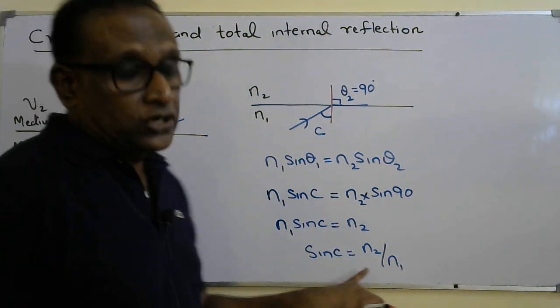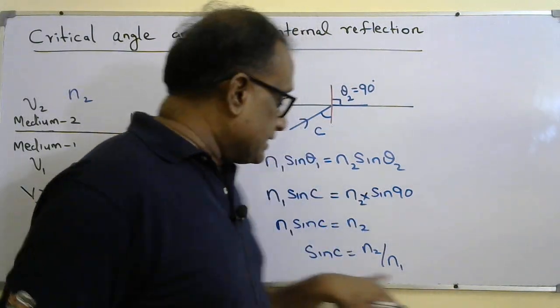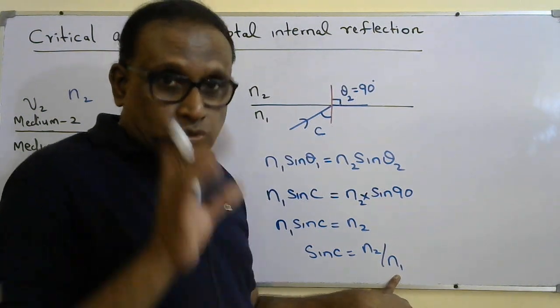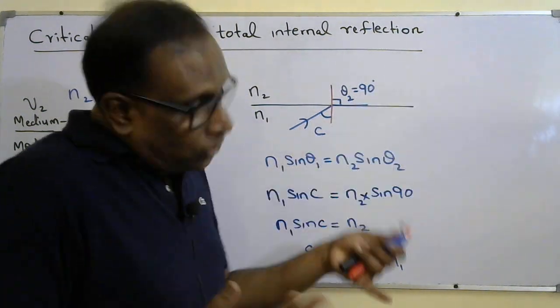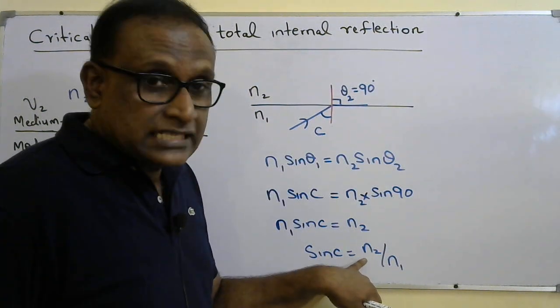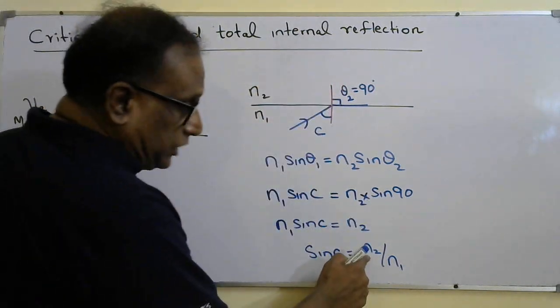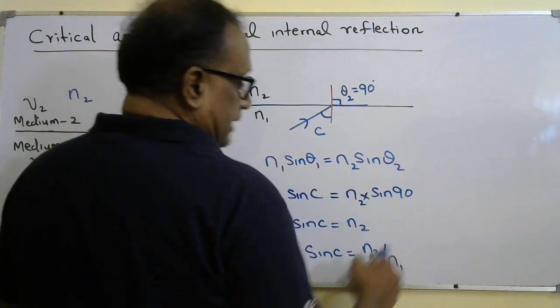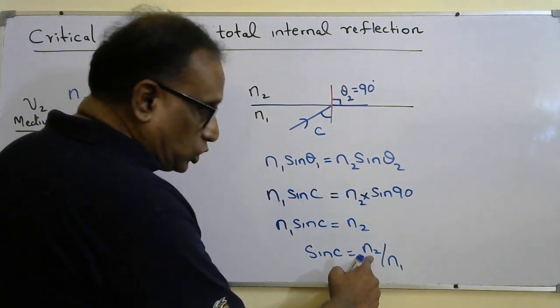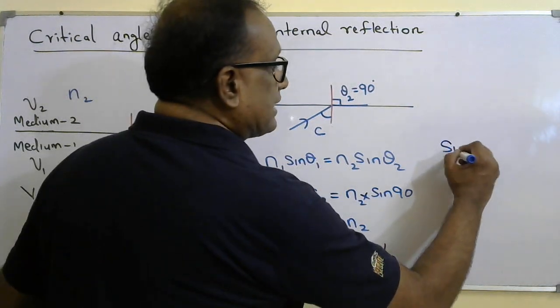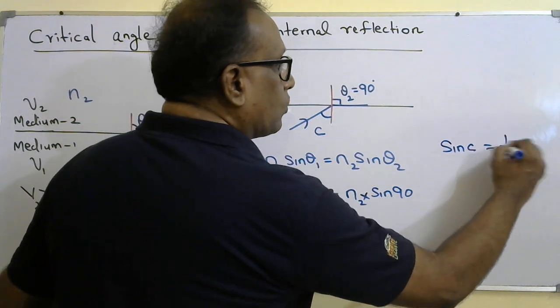Don't use 1 over sin C, or sin C equal 1 over n. That is true only when the second medium is air. You can get that same equation if it is air. If this medium is air, n2 will be equal to 1. So if the second medium is air, n2 will be equal to 1, so you will get sin C equal 1 over n1.